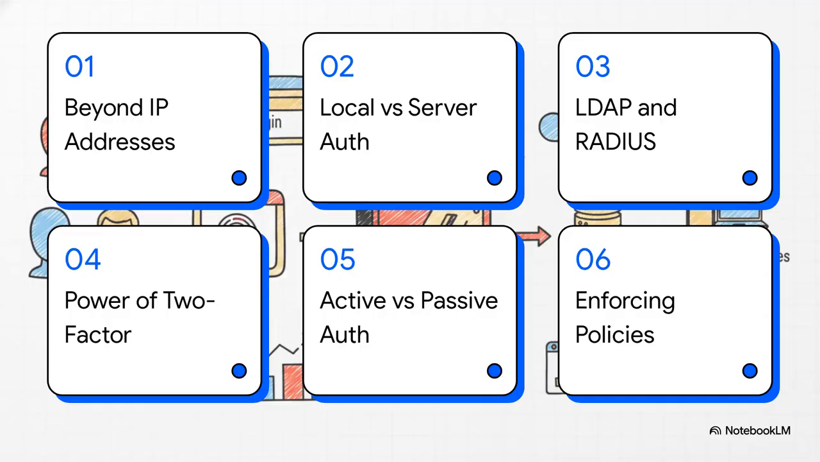To fix this, we've got a clear roadmap for this explainer. We'll go beyond IP addresses, compare local and server-based authentication, break down LDAP and RADIUS, explore the power of two-factor, look at active versus passive authentication, and finally, enforce firewall policies.